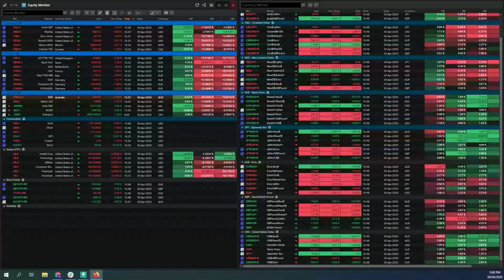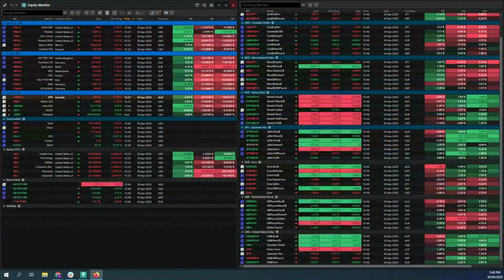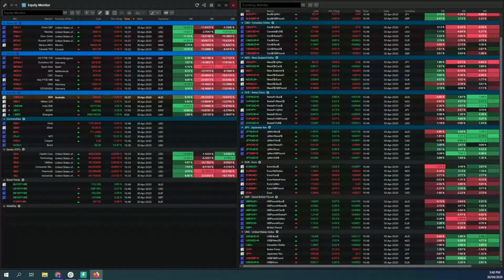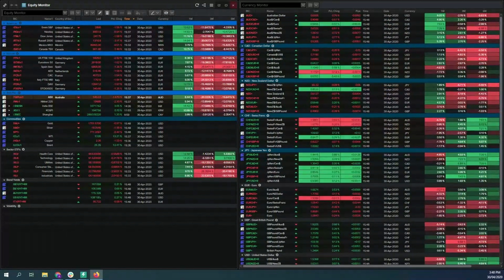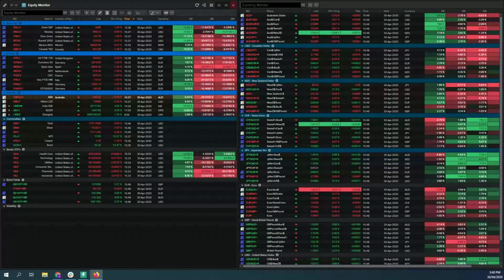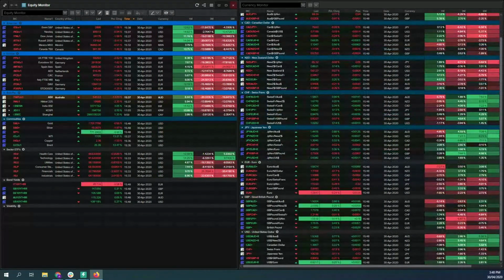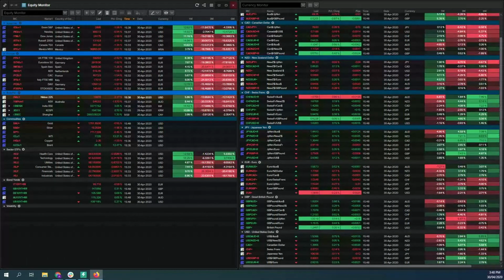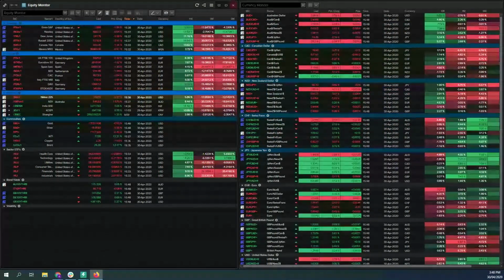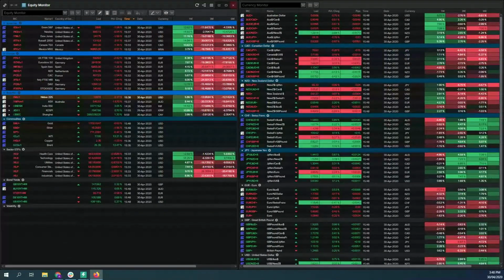But this gives us a very clear gauge in terms of which currencies are leading the pack to the upside and which ones are leading the pack to the downside. So on the screen, just by looking at red and green, we can see weakness across the board for the Aussie, CAD, Kiwi, and the Euro. And we're seeing strength across the board for the Swiss, the Japanese yen, the pound, as well as the US dollar.